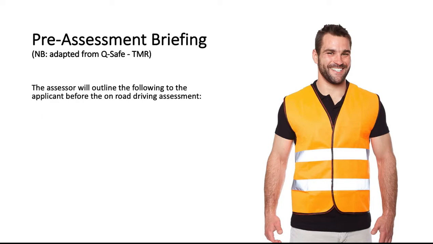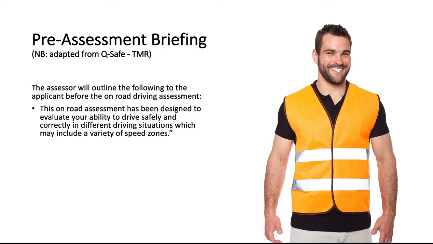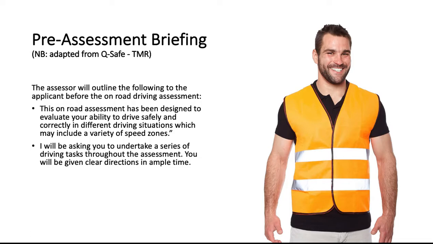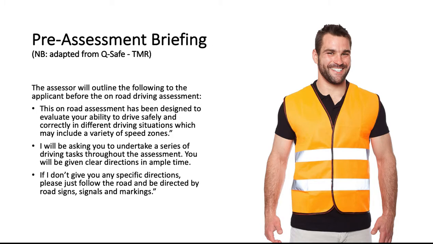Here is a sample of the pre-assessment briefing that an assessor will go through with the applicant, i.e. the driver. The assessor will outline the following to the applicant before the on-road driving assessment. This on-road assessment has been designed to evaluate your ability to drive safely and correctly in different driving situations, which may include a variety of speed zones. I will be asking you to undertake a series of driving tasks throughout the assessment. You'll be given clear directions in ample time. If I don't give you any specific directions, please just follow the road and be directed by road signs, signals, and markings. Do you have any questions?